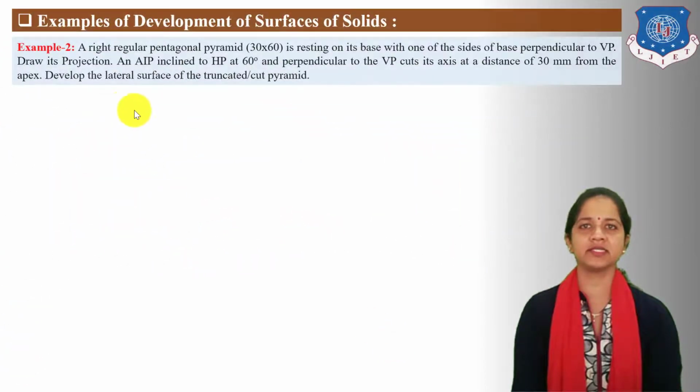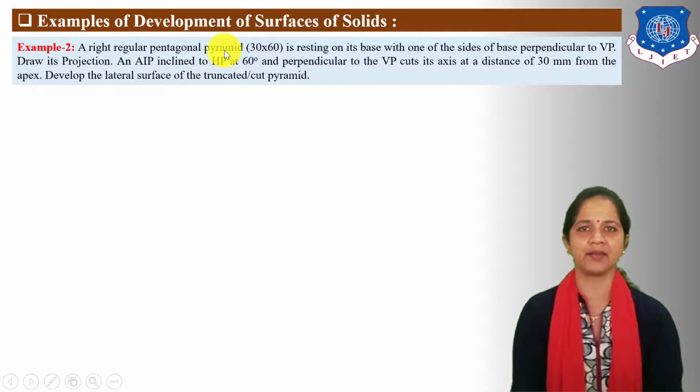Next, let us solve example 2. A right regular pentagonal pyramid 30 into 60 is resting on its base with one of the sides of the base perpendicular to VP. Draw its projection. An AIP inclined to HP at 60 degrees and perpendicular to the VP cuts its axis at a distance of 30 mm from the apex. Develop the lateral surface of the truncated or cut pyramid.